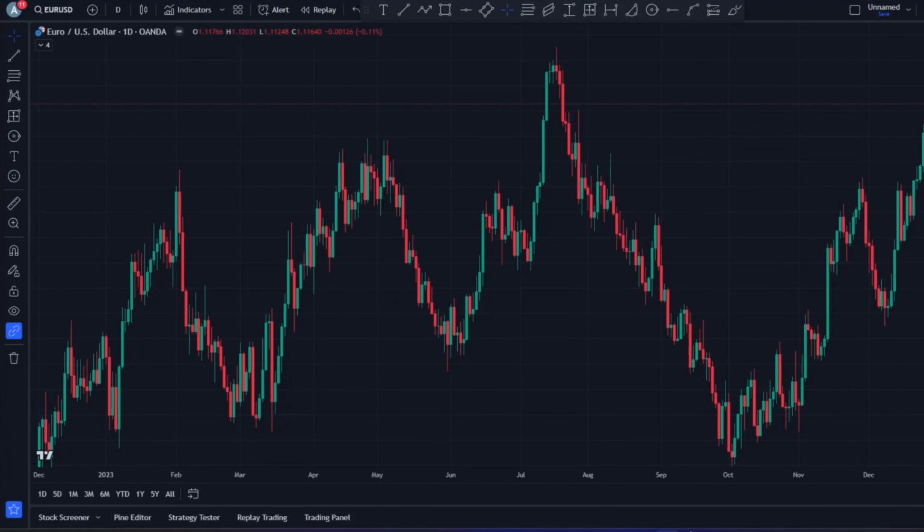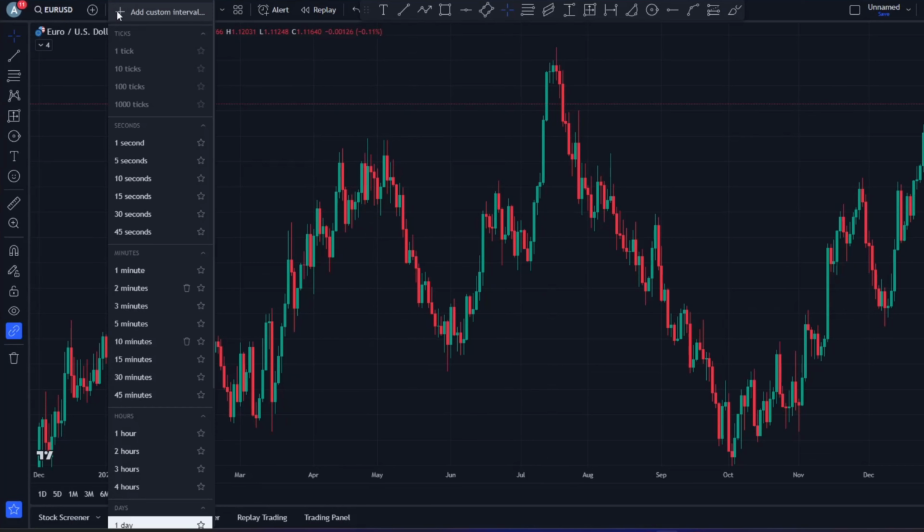First, open up TradingView or whatever charting platform you're using. Set your time frame to 1 to 5 minutes, but know that this strategy can work on other time frames for scalping. I am using 5 minutes.